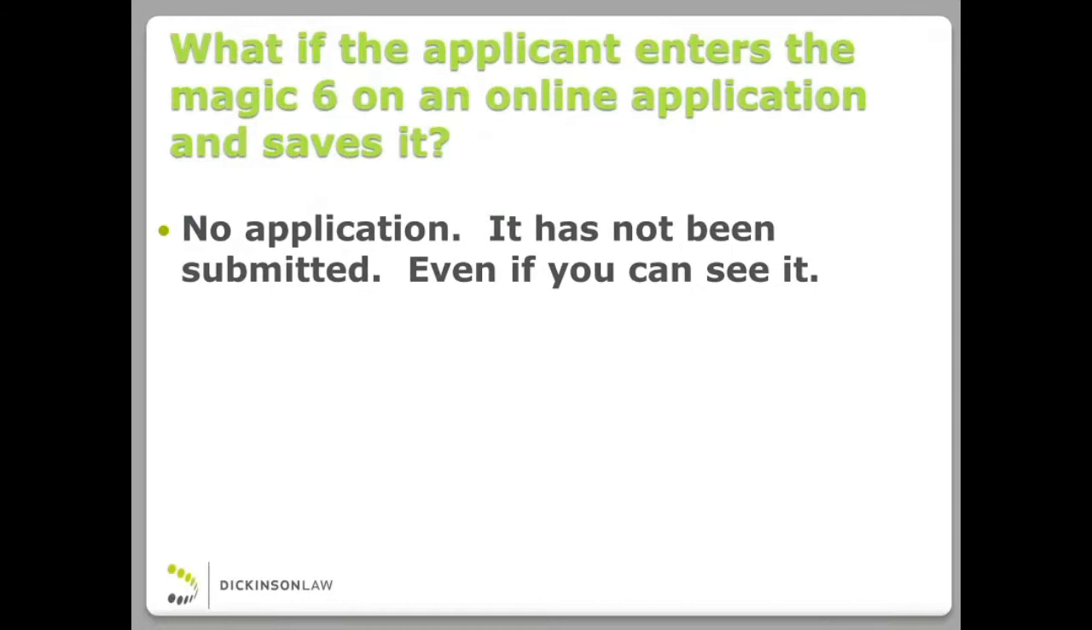If they enter the 6 and click save, it's not an application. They have to submit it. They haven't submitted it if they just click save as opposed to submit, even if you can access it on your system and see it. They've saved it on their end, and they need to go back and actually submit it to you to trigger the disclosures.